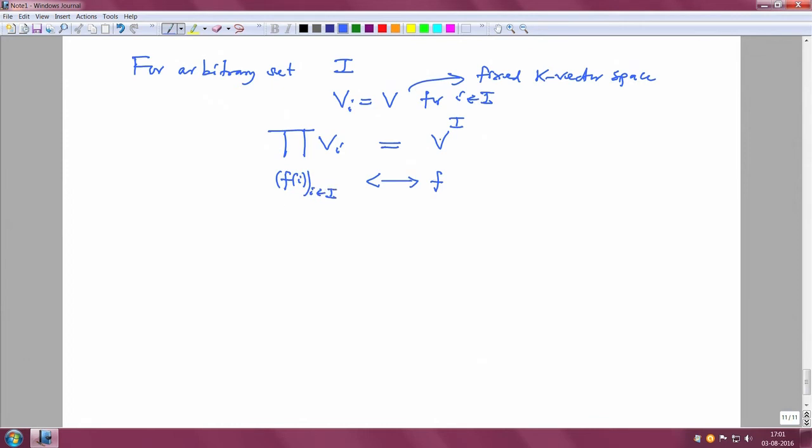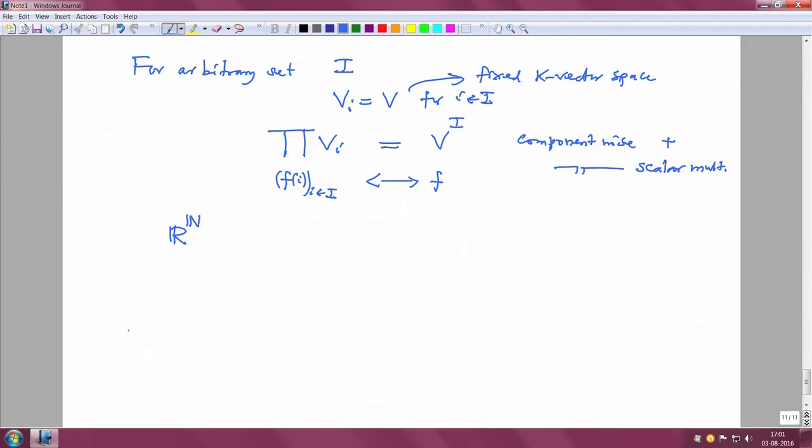And what is the structure here of a vector space? It is component-wise addition and component-wise scalar multiplication. These new vector spaces are very useful. Going back to the earlier example, R power N.